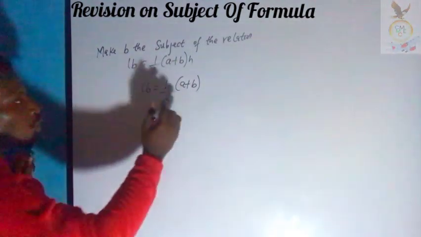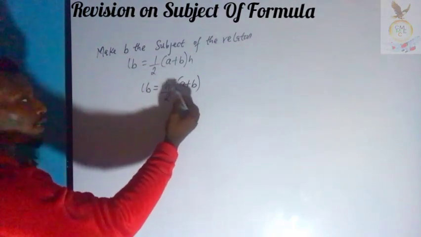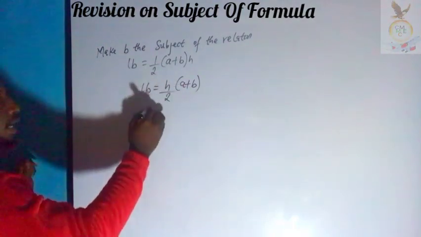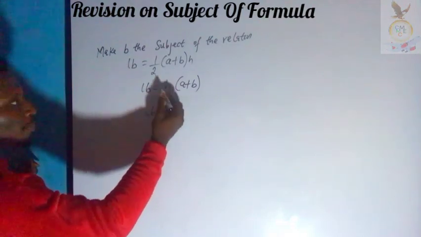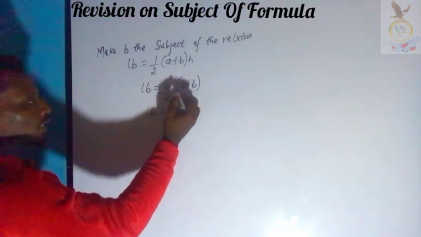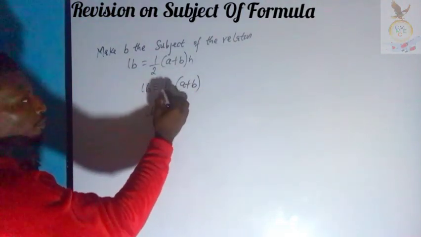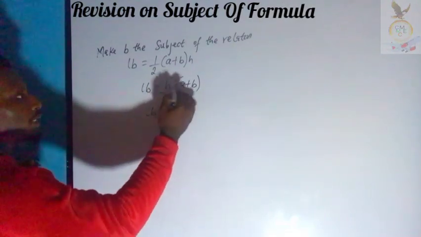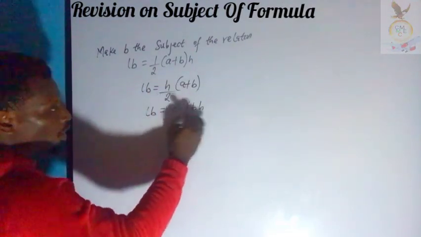Now at this point, we are going to open this bracket with the nearest number to this bracket, which is h. That is nB is equal to plus times plus gives plus, h times A gives us Ah, plus times plus gives plus, and h times B gives us Bh, all divided by 2.